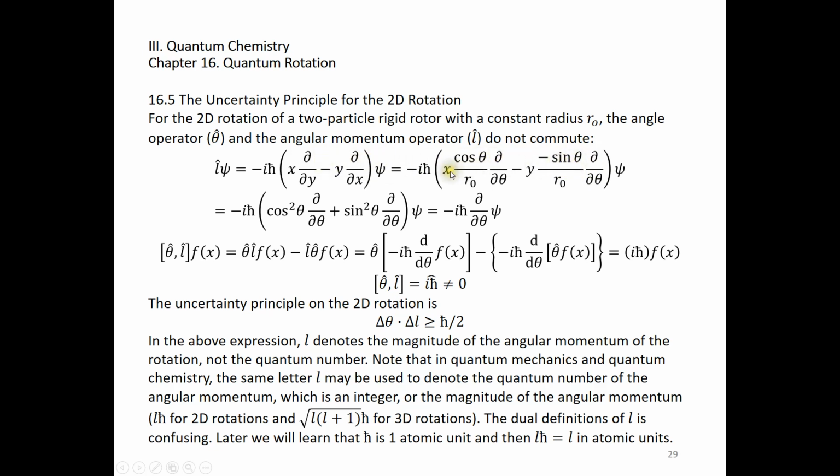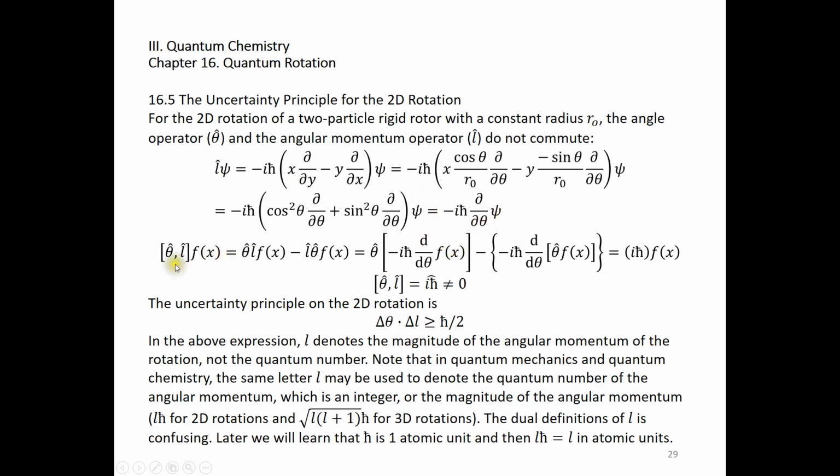Now x is r0 cosine theta, y is r0 sine theta. That's just the conversion from Cartesian to polar coordinates. And now we have the sum of these two. Cosine squared theta plus sine squared theta is 1. And therefore, when we apply the angular momentum operator to a function, we get negative i h-bar ∂psi/∂theta for the two-dimensional rotation.